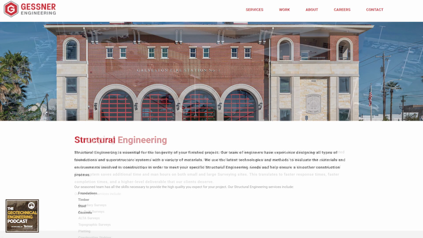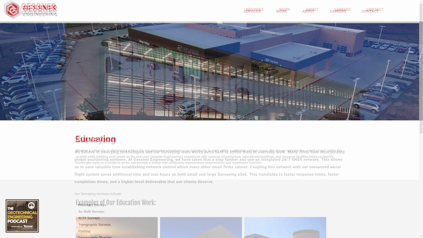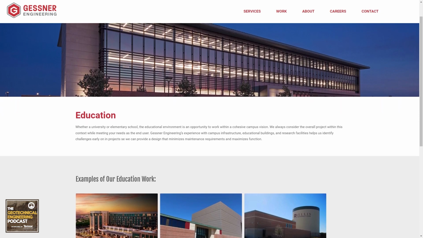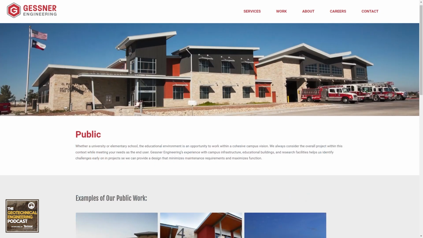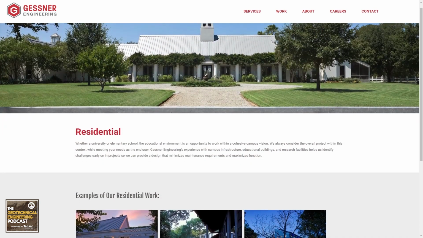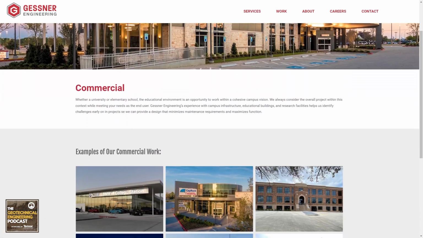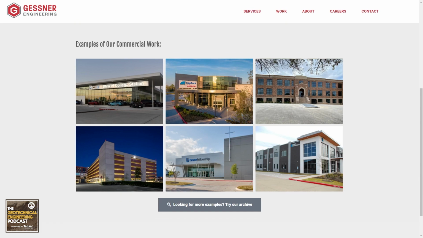As far as the sectors are concerned, we are focusing more on higher education institutes or projects, and then public and municipal corporation projects. We also do residential projects in Texas right now. Other types of work that we do are commercial, medical, public, religious, and industrial work as well. So the company, like I said, has been well established for about 20 years now.